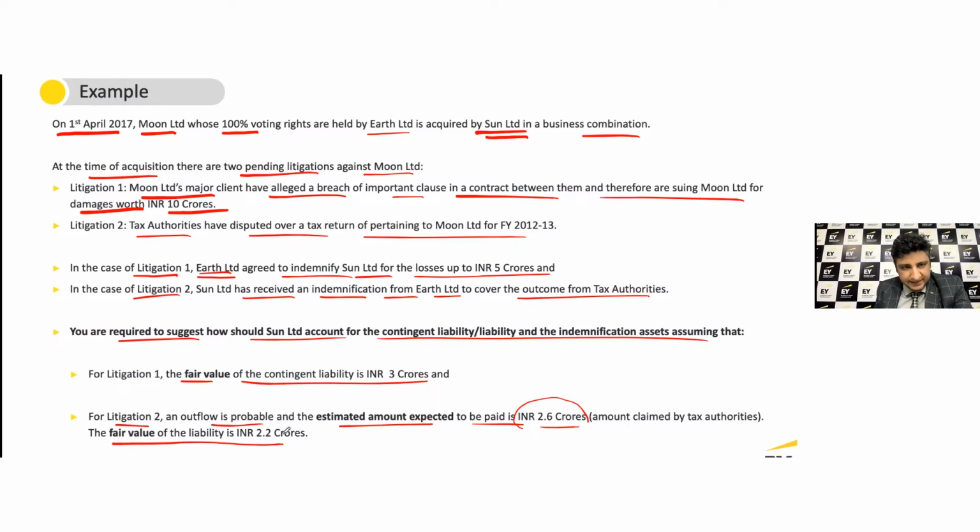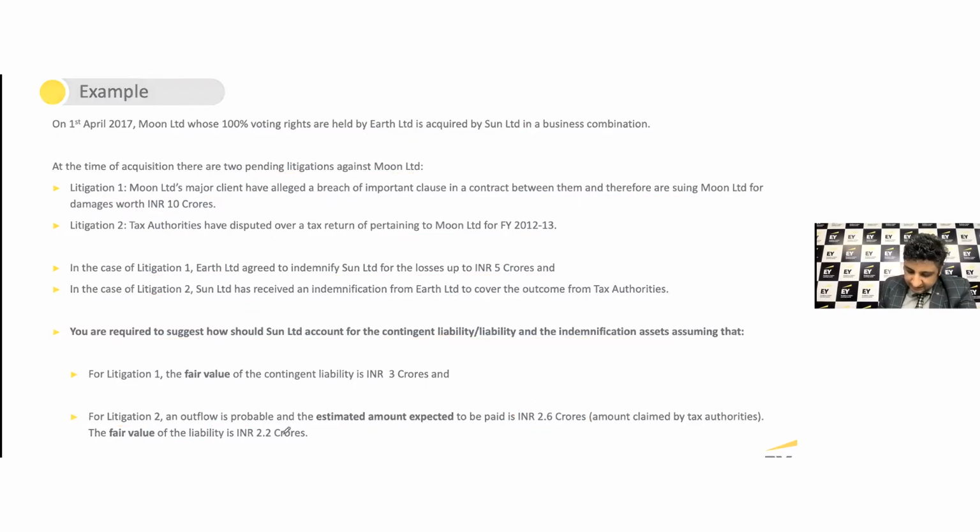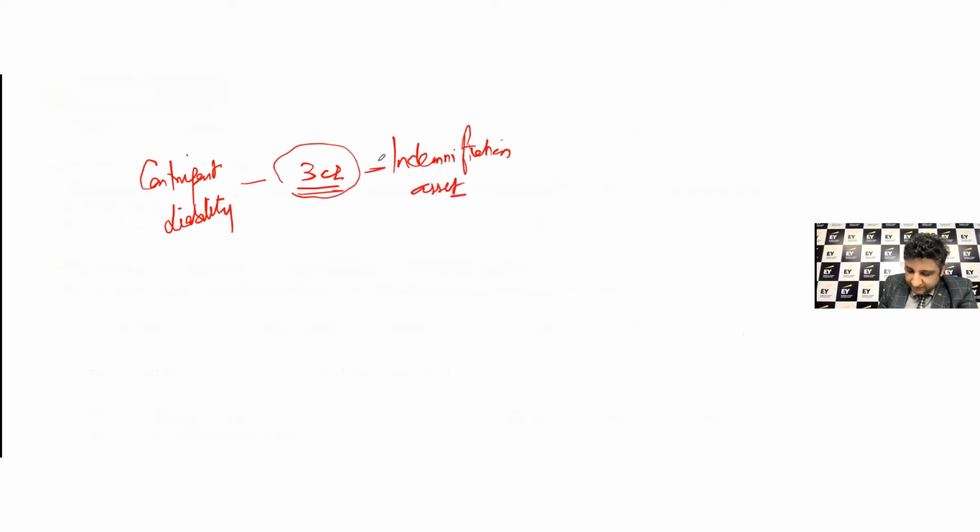Now, put simply, in this case, when you look at the first instance, there is a contingent liability of 3 crore rupees, and there is also an indemnification asset to the same effect, right? So that corresponding value would be recognized and brought into the accounting there and then. Okay, but as far as the second scenario is concerned, right? So this is the first scenario, of course, we referred to.